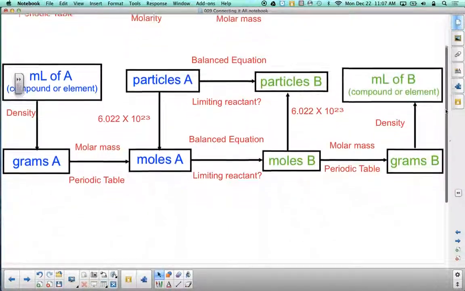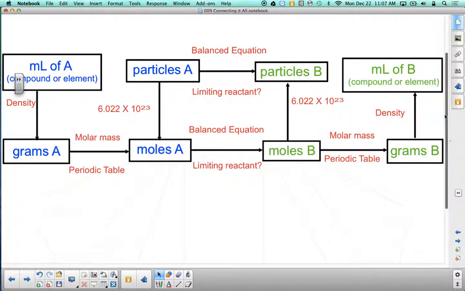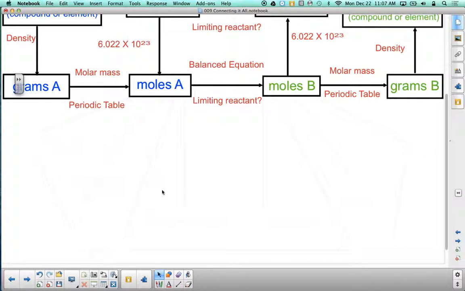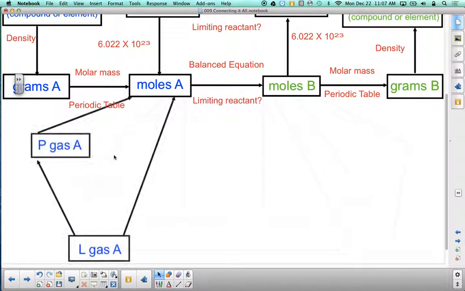And now we have to consider some other possibilities here. The next possibility we're going to consider is, what if A is a gas? If A is a gas, gases have this interesting triangular relationship between the pressure, the moles, and the volume. And if you know any two of those, the third one becomes quite readily accessible.